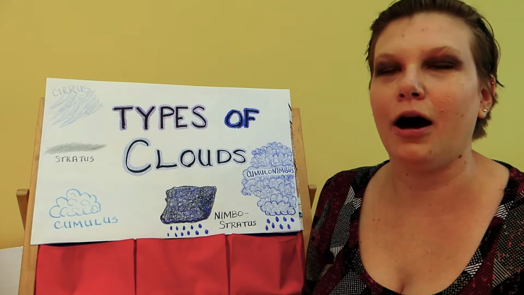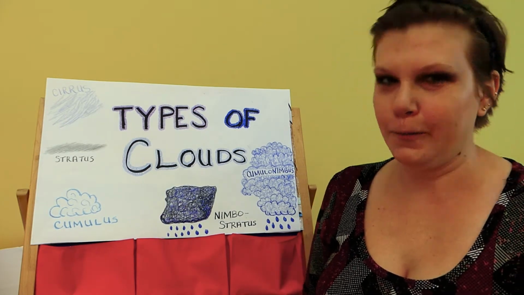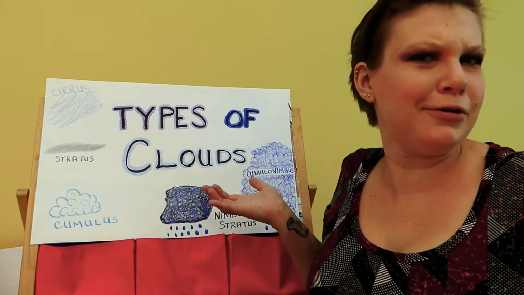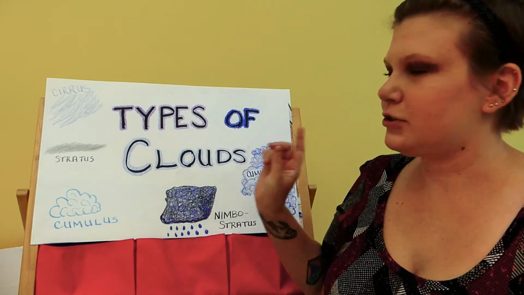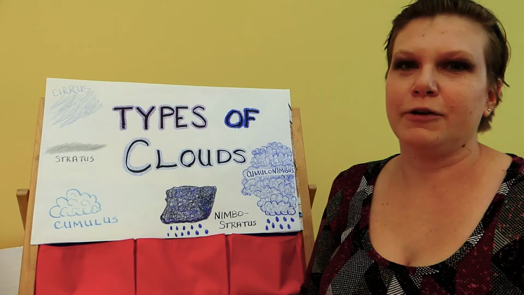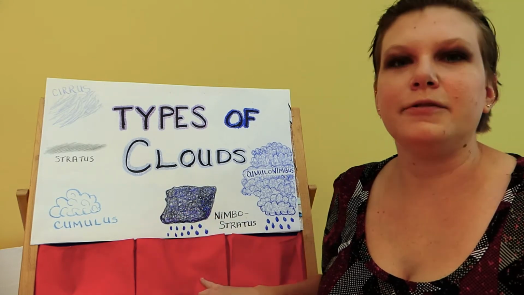Today we're going to learn all about rain. What is rain? Why does it happen? Where does it come from? I don't know. Let's find out. So to start with, rain comes from clouds. And there's all different types of clouds.